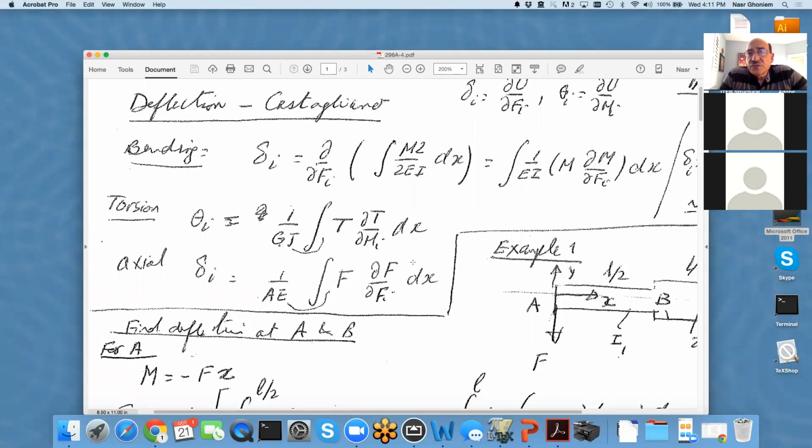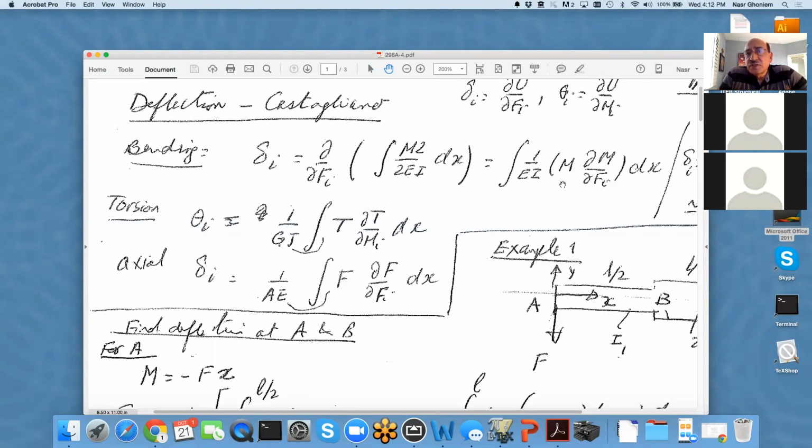Similarly, if I want to calculate the deflection due to bending, then the deflection due to bending, delta sub I, as you can see here, is equal to d by dFi of the integral of M squared over 2EI dx. That's the energy U. So when we take the derivative with respect to Fi, then I have 1 over EI, M dM by dFi dx. Note here that this is deflection.